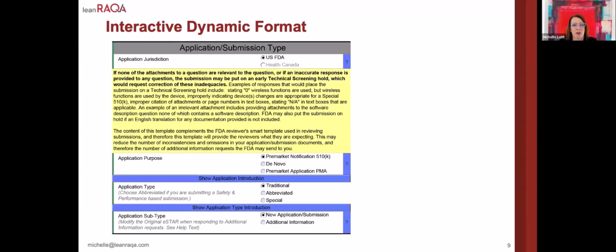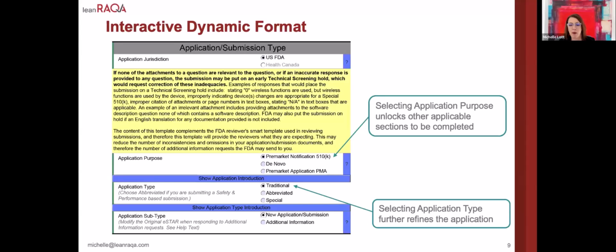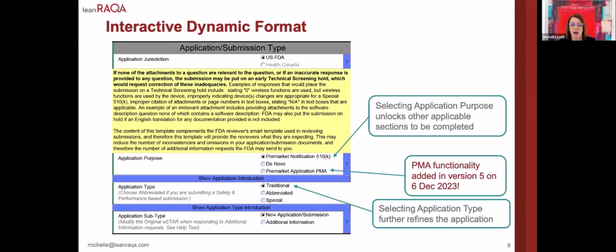So it's an interactive review format, basically, where how you answer questions opens up or closes down different sections of the template. By selecting pre-market notification for a 510(k), it is going to automatically close off questions that are only applicable to De Novos or PMAs. Then, by selecting pre-market notification, you've got an option to select which type of pre-market notification. New in this version 5 in December is that they've added PMA in addition to De Novos.